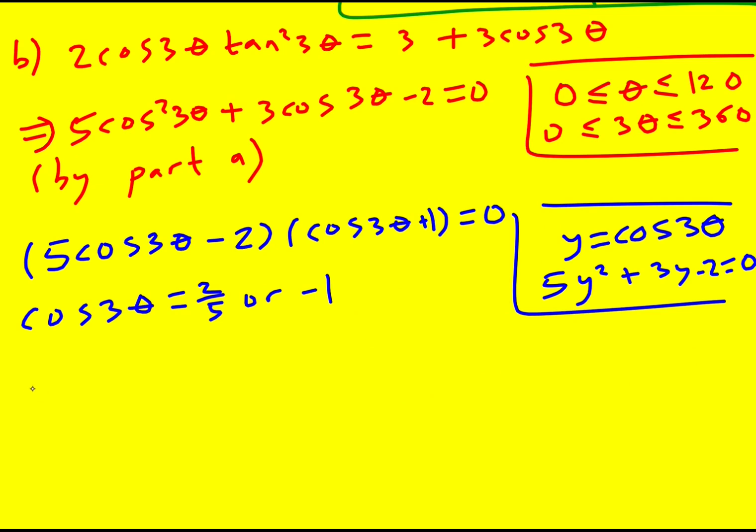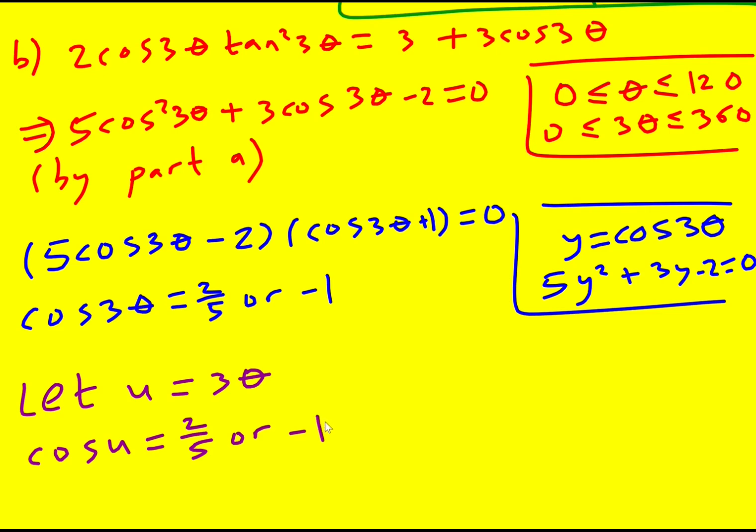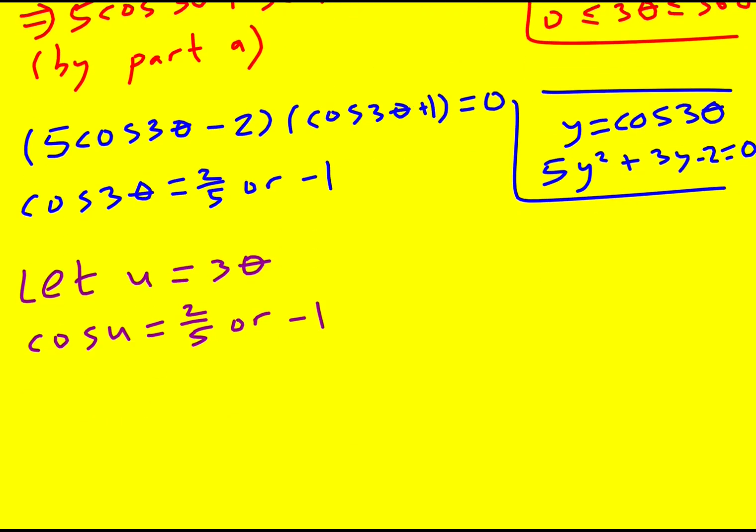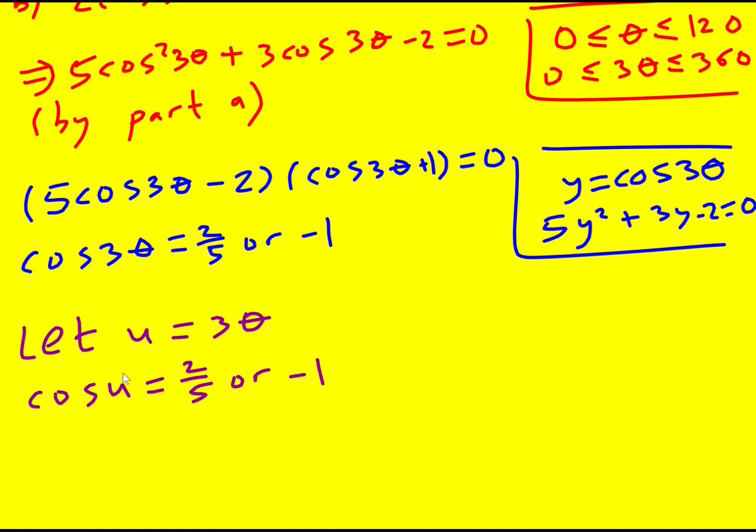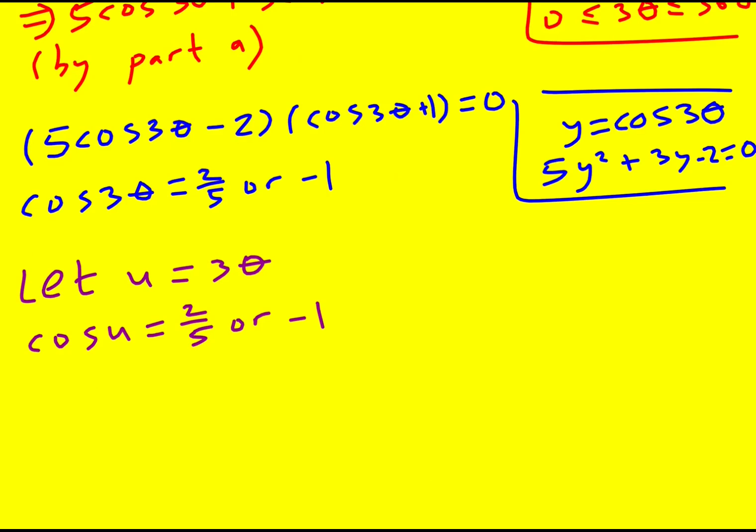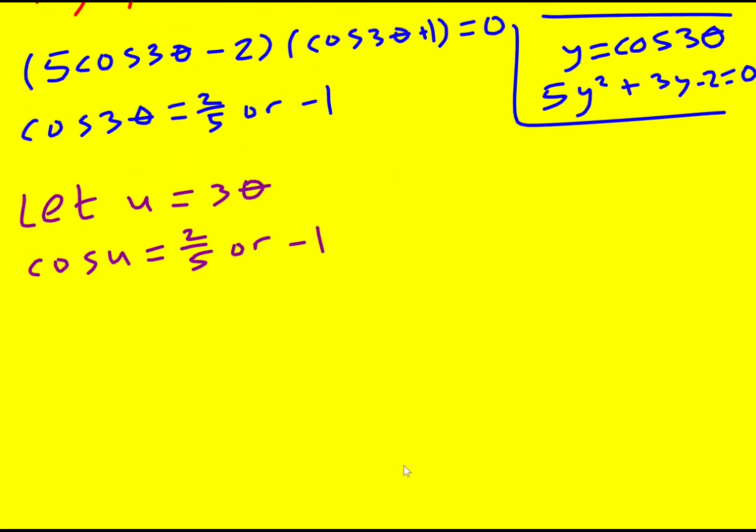Now, actually, and I could have done this earlier on, I do advocate a little substitution here to help with understanding. So I'm going to let u equal 3 theta, and therefore it's cos u is equal to 2/5 or minus 1. It's a little bit easier to understand the graphs to find all the solutions for u, and then theta will just be u divided by 3. But I'll talk about both approaches.